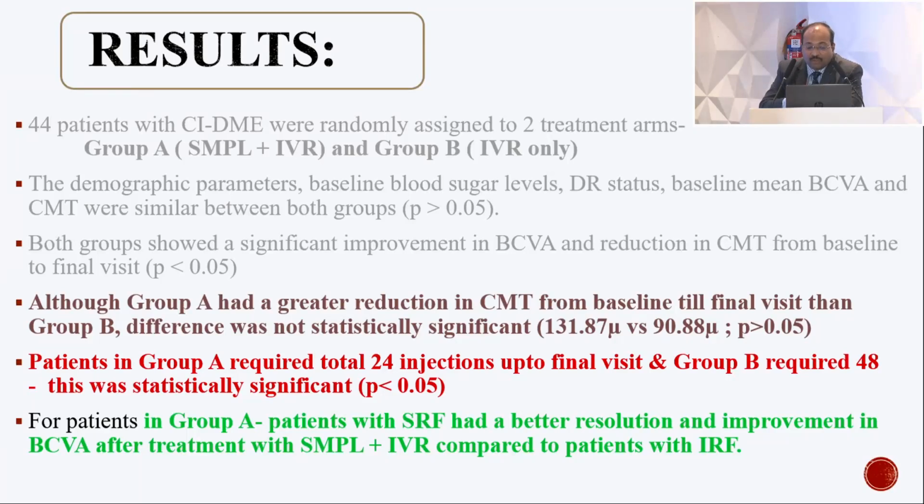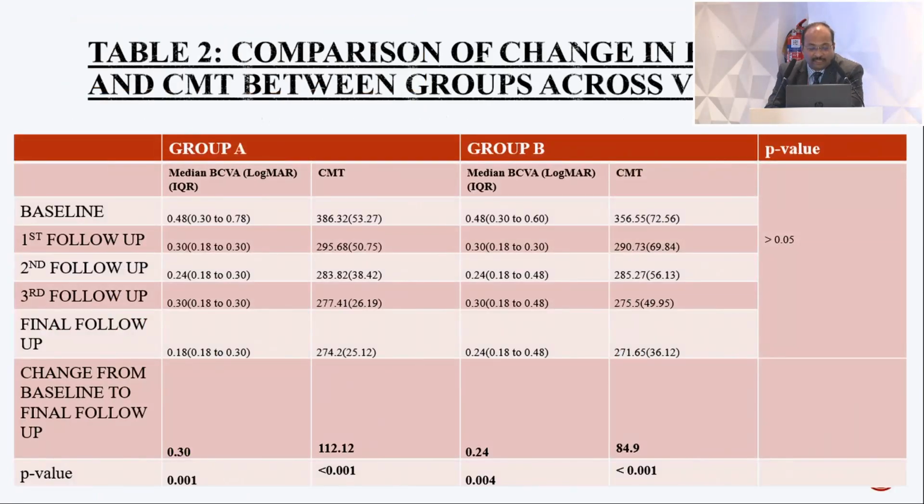Patients in group A received fewer injections, 24 injections up to final visit. Group B, the ranibizumab monotherapy, had many more injections, so there was a benefit in terms of reducing the number of repetitive treatments. And patients in group A with subretinal fluid, we found this interesting, had a better resolution and improvement in acuity after treatment with the combination compared to eyes with intraretinal fluid only. Again, something interesting to note. So this was the data.